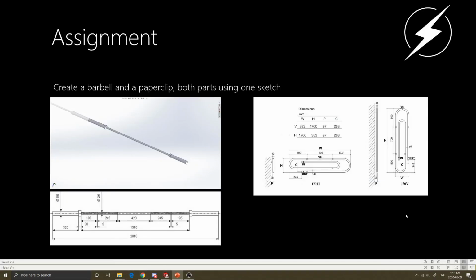So this week's assignment is to create two objects. One is a barbell and the other one is a paperclip. Here are the provided dimensions and drawings for it. The goal of this assignment is to create both objects using only one sketch.